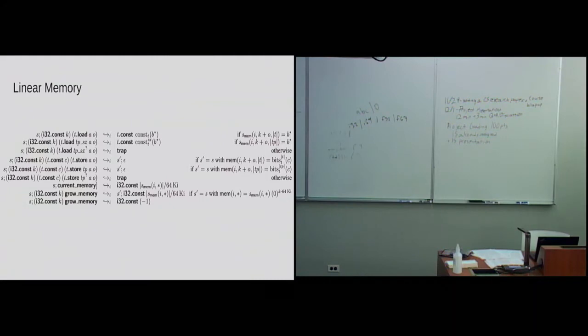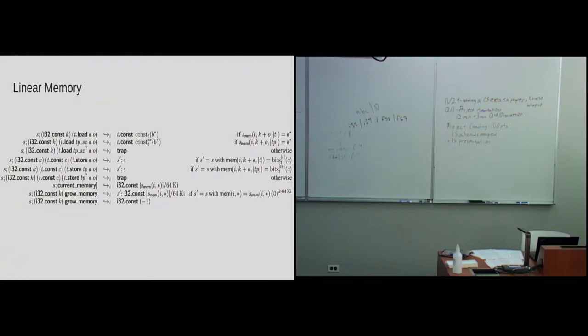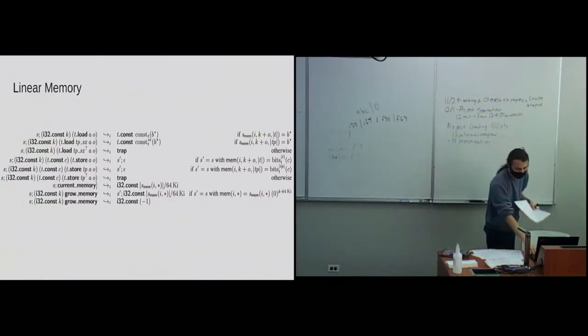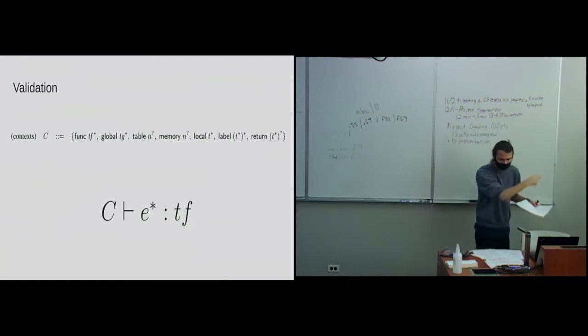Right. Then the current memory, this star means all the bytes, right? So this is the size of the entire memory, and that's what it gives you, divided by 64 KB, assuming that it has it. The grow memory returns -1 if it can't, so it doesn't trap, because you could genuinely run out of RAM, and that could be a condition you want to check for.